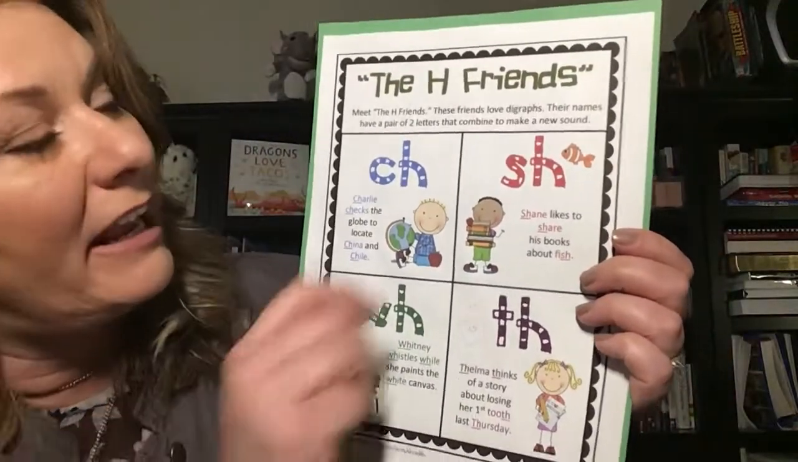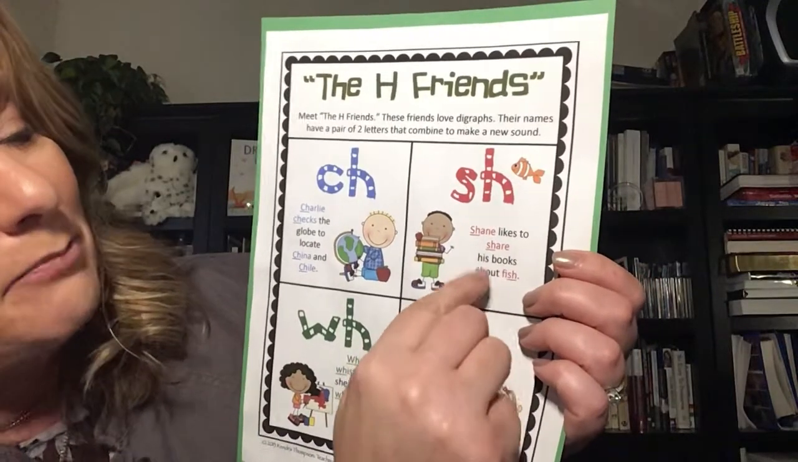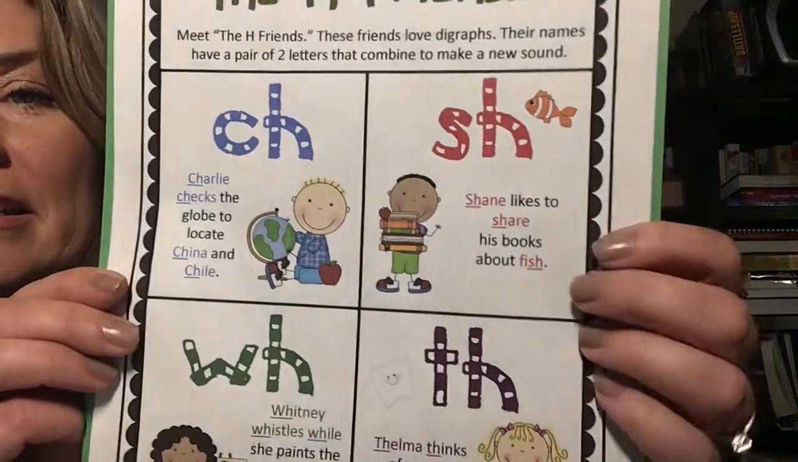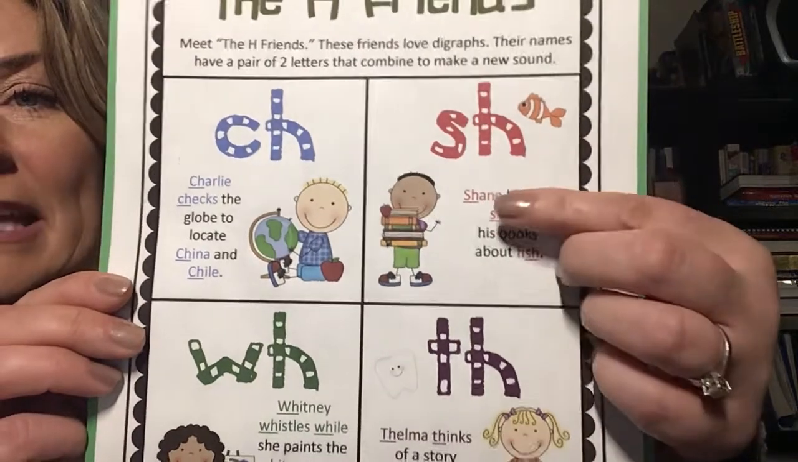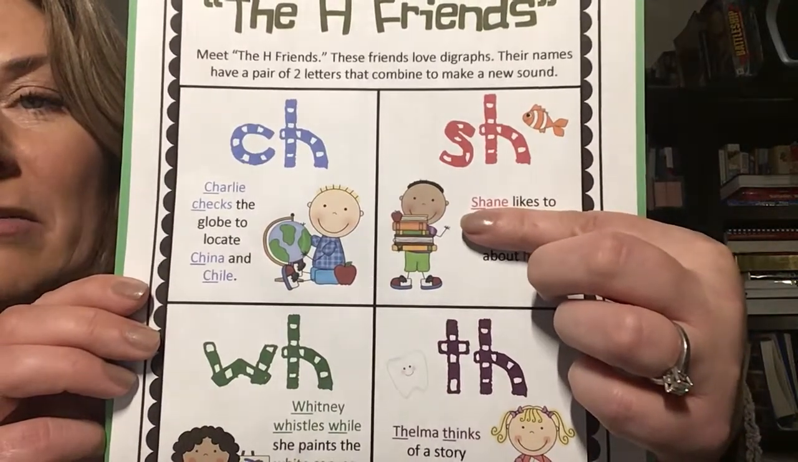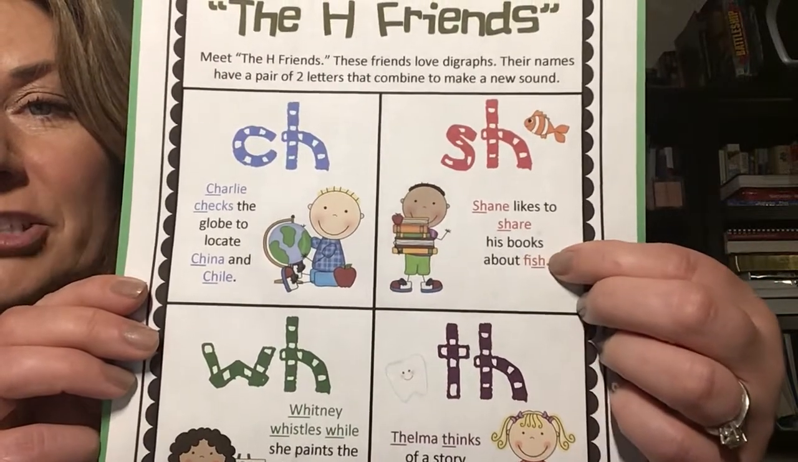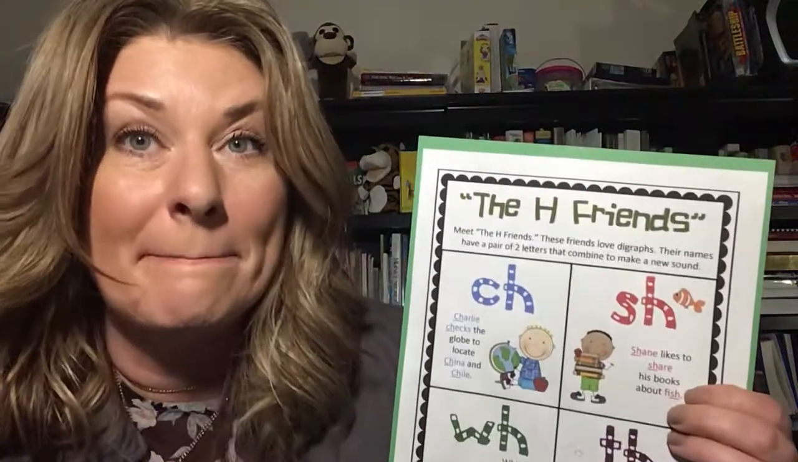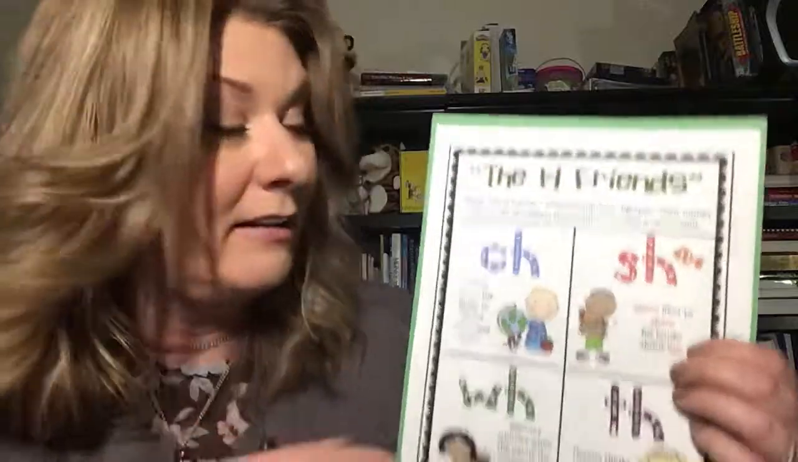Let's meet his friend Shane. Shane likes to share his books about fish. Now look at the word fish. Sometimes the digraphs come at the beginning, like in Shane, the beginning of the word. And sometimes the digraphs can come at the end of the word, as in fish. Sometimes they can even come in the middle of the word, such as mother. Do you hear the th in the middle? Mother. So they can come at the beginning, the middle, or the end.